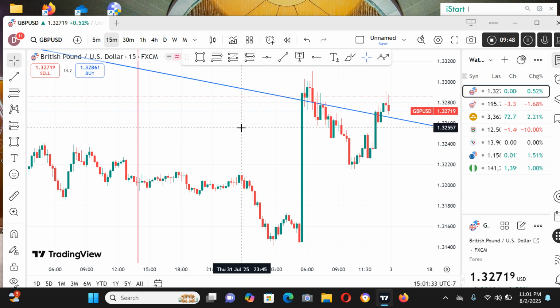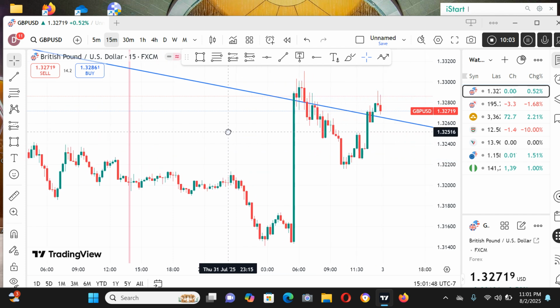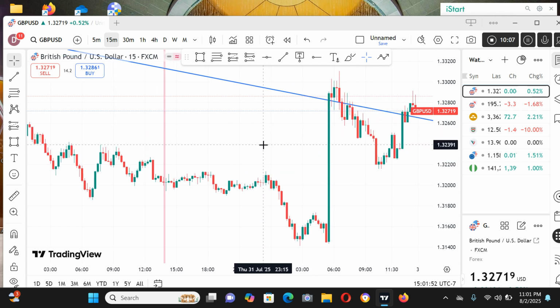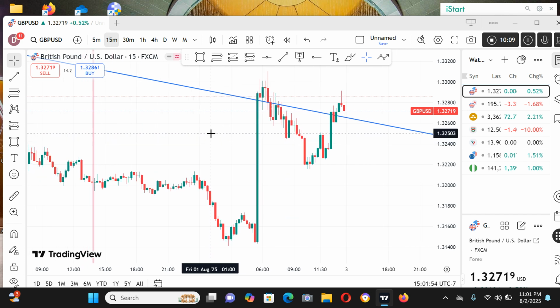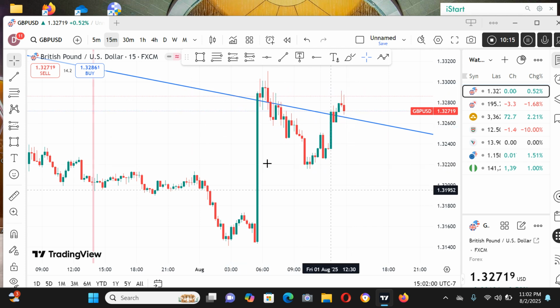Now the strategy is called ACC. A stands for aggressive move, C stands for correctional move, and the second C stands for continuation move. And this is a downtrend market. So in a downtrend market, we are looking for an aggressive move, a correctional move, and then a continuation move.